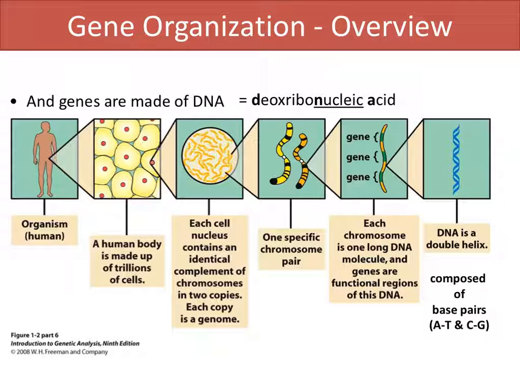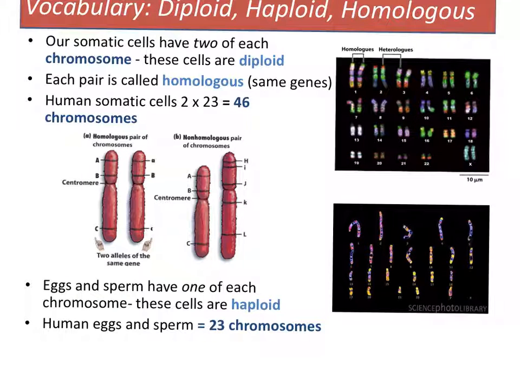And the DNA is a double helix, and in between each side are 2 base pairs, A and T go together, and C and G. You always find that. You never find an A and a C or a T and a G. Okay.